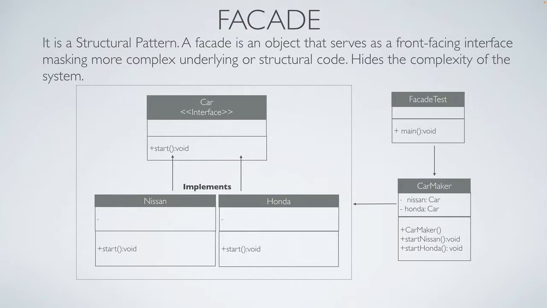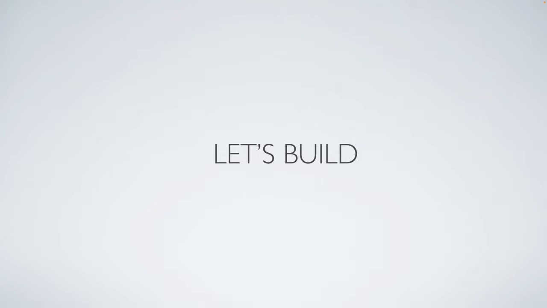If you would like to create Nissan and Honda methods, we could create a car maker class, which would be a facade class that will have the Nissan and Honda classes that are needed for our implementation. So facade test will use car maker to create and execute methods that are inside Honda and Nissan. Let's go ahead and build this example and see how it works.